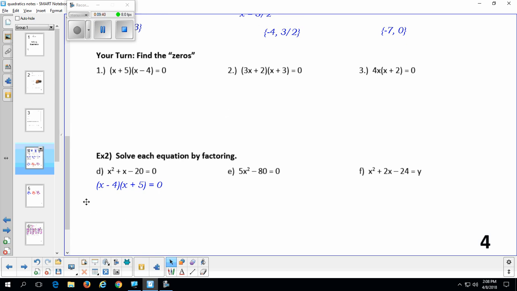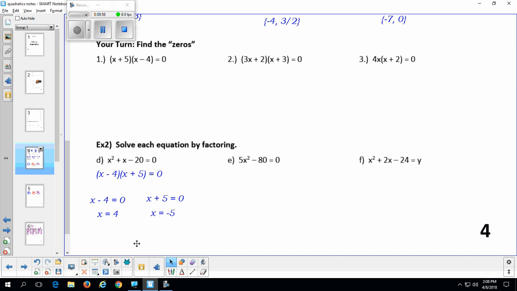And now we can do what we did up here. Set x minus 4 equal to 0, and set x plus 5 equal to 0. So what's the first x value here? That's going to be 4, and what's the x value over here? Negative 5. So my two solutions are negative 5 and 4.